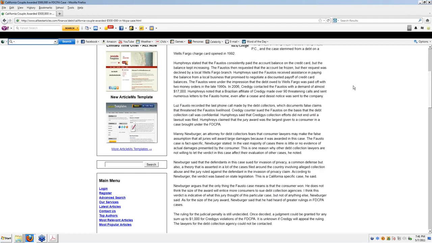Manny Neuberger, an attorney for debt collectors, fears that consumer lawyers may make the false assumption that all juries will award large damages because it was awarded in this case. The Faustos' case is fact-specific. Neuberger stated, in the vast majority of cases, there is little or no evidence of actual damages presented by the consumer. That is one reason why. That's because they don't deny, they don't make them produce the debt. Right. That is one reason why other debt collection lawyers are not willing to let the verdict in this case affect their evaluation of other cases.